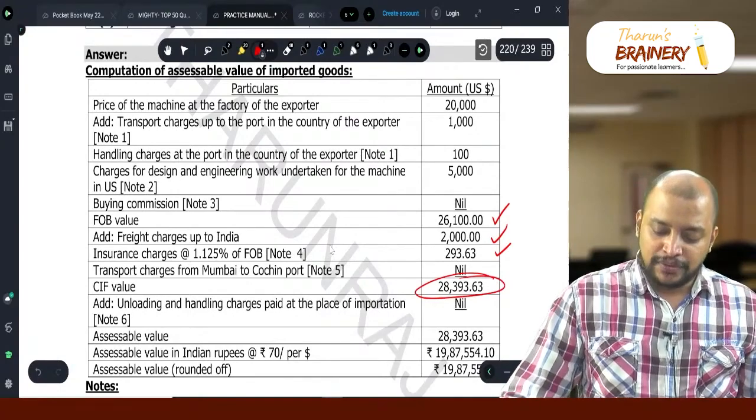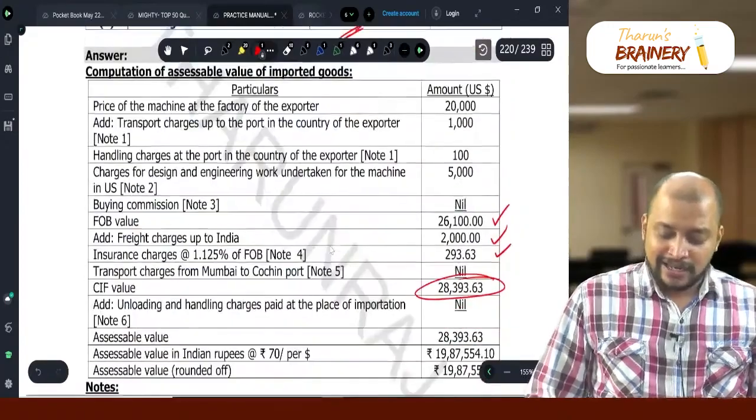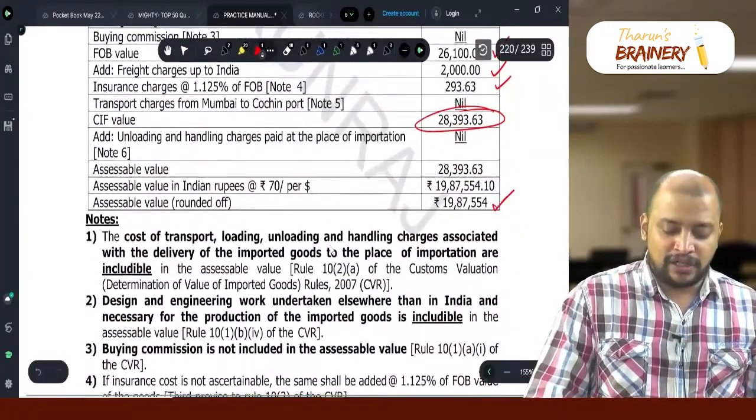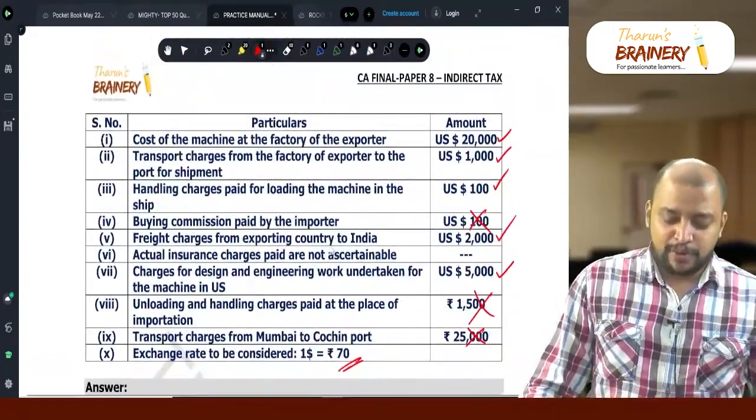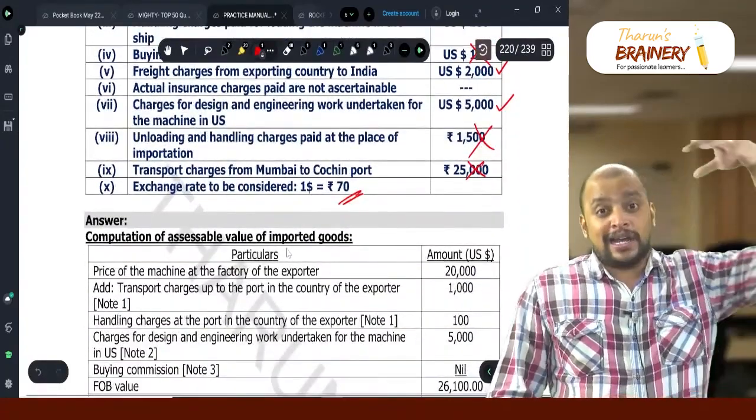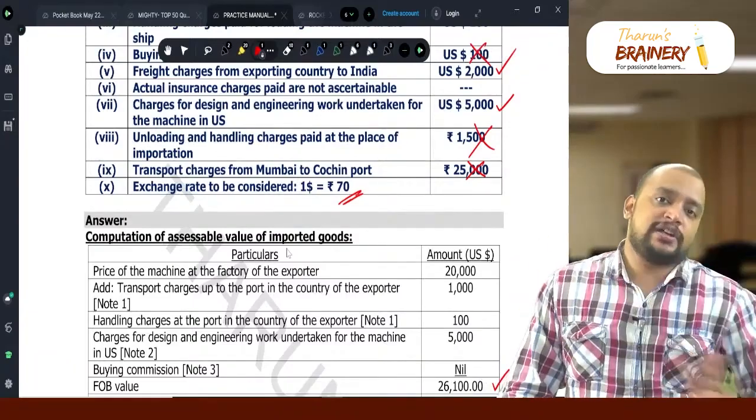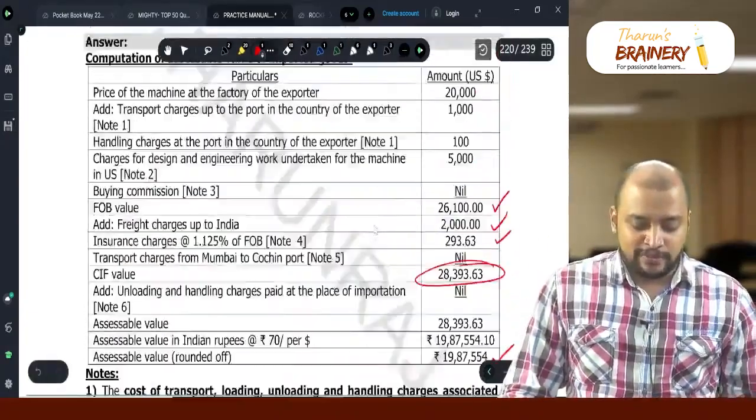That CIF value you need to convert into Indian rupees at what rate? 70 rupees. So into 70 you will get the assessable value. The main points we need to remember here are that buying commission will not come, unloading and handling charges in a port in India will not come, and transshipment cost will not come. That is what we need to remember here. Okay.